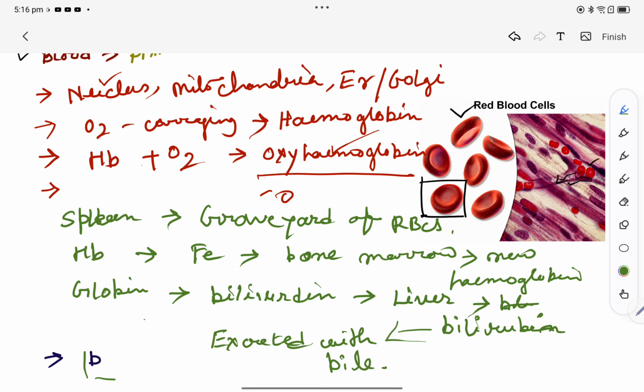So that was all about red blood cells. In our next video we are going to discuss white blood cells.